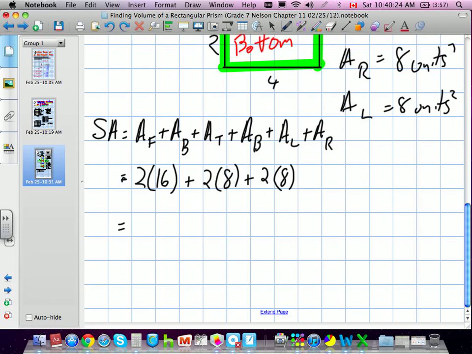What is 16 times 2? 32. And 2 times 8? 16. And 2 times 8? 16. Okay, and now here's the tough part. 32 plus 16 plus 16. That's 64. Very good. 64 what? Units squared. Okay, units squared.